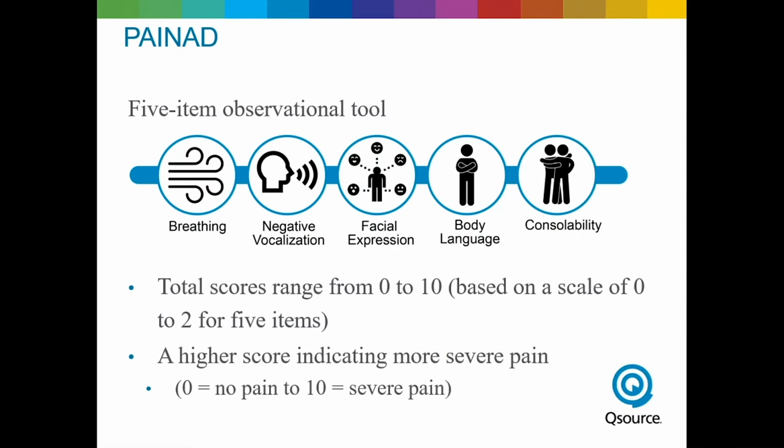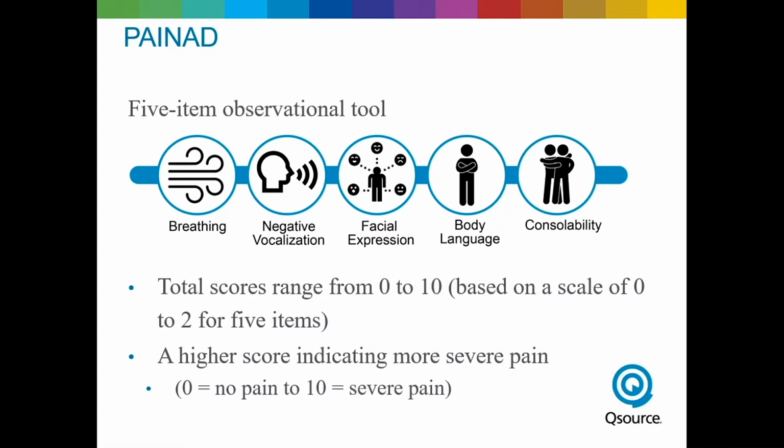So the 5 observations that we see on this scale are looking at the resident's breathing. Are they having negative vocalizations, so maybe moaning or groaning? What does their facial expression look like? Are they grimacing or anything like that? Are they relaxed? Body language, so are they tensing up or showing signs in their body of pain? And then how consolable are they? Are you able to sort of make them feel better when you console them or not?